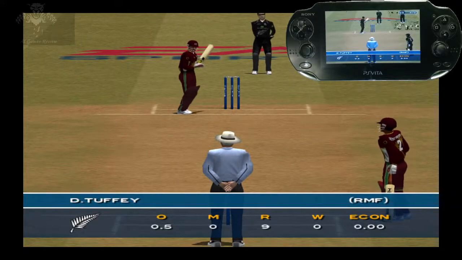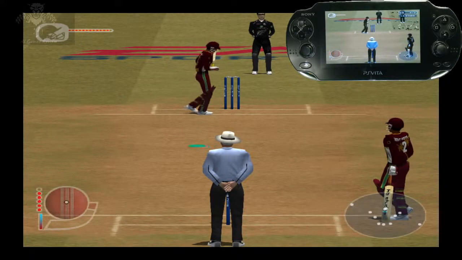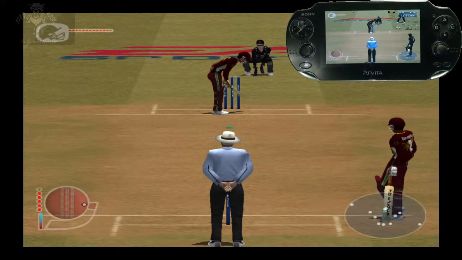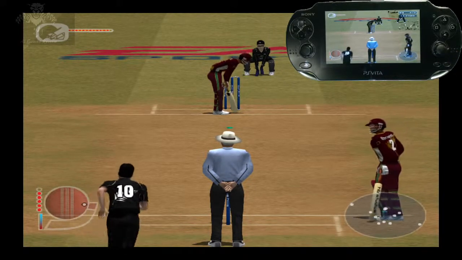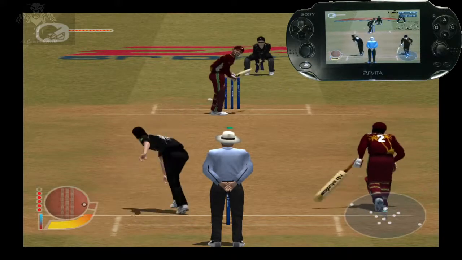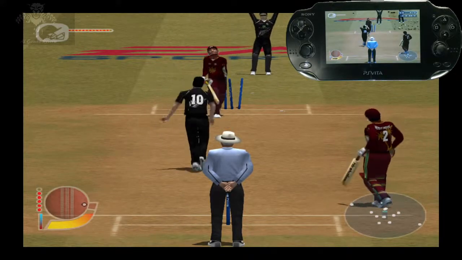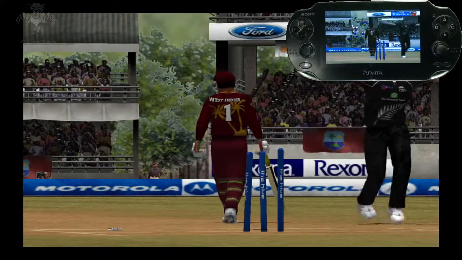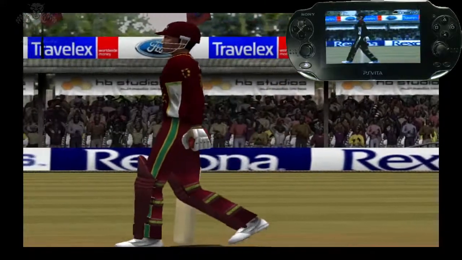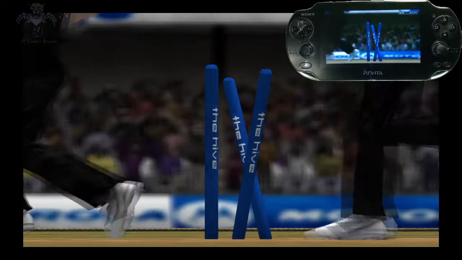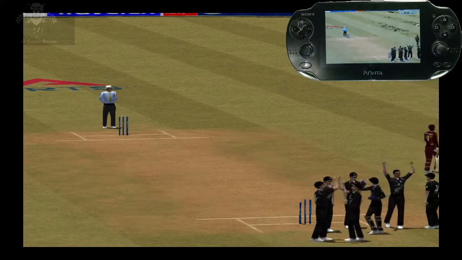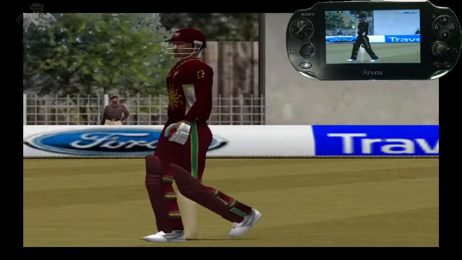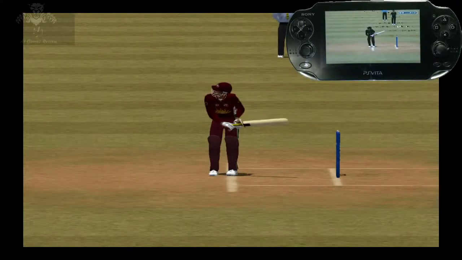Gale facing. Tuffey has got him. An early wicket like that can really put the pressure on the batting team. Tuffey gets his first wicket. This was the end of the innings for Gale.